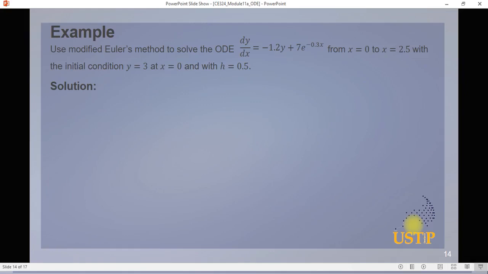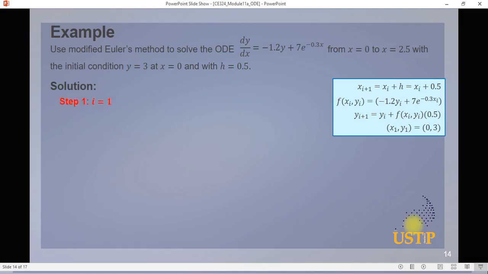Okay, so use modified Euler's method to solve the ODE dy over dx equal to negative 1.2y plus 7e raised to the power of negative 0.3x, from x equal to 0 to x equal to 2.5, with the initial condition y equal to 3 at x equal to 0 and with h equal to 0.5. So same example but different solution. At this time, we will be solving for numerical solutions of this ODE using modified Euler's method. So here's our solution.